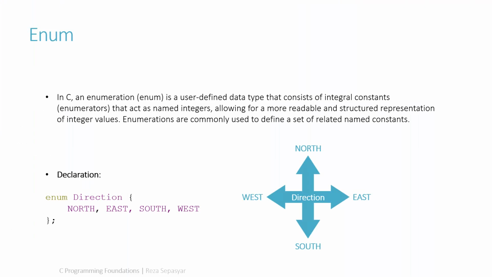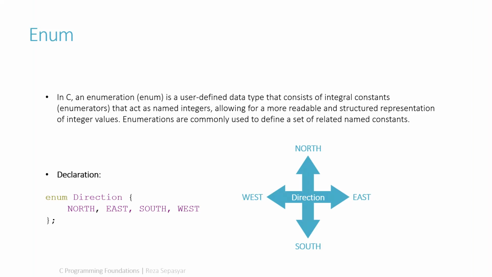Alright, let's talk about something called Enum in C, which is short for enumeration. Think of it like a way to give names to numbers, making your code way easier to read and understand. So instead of remembering a bunch of numbers, you can use meaningful words. So, how do you make one of these enums?